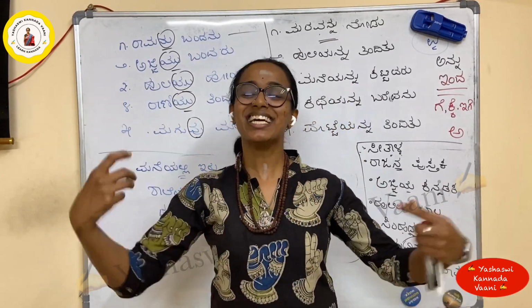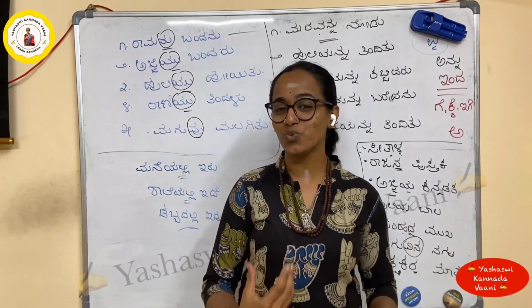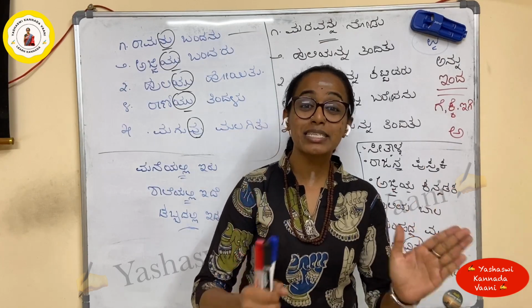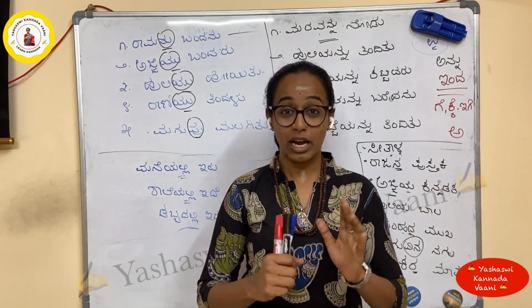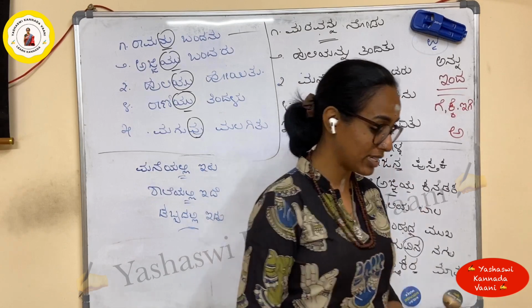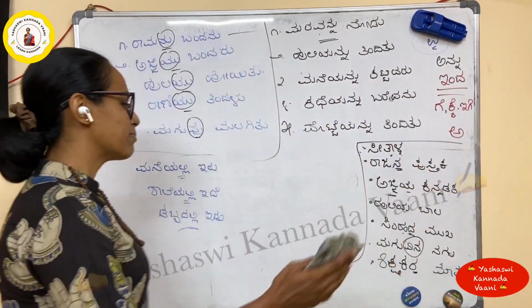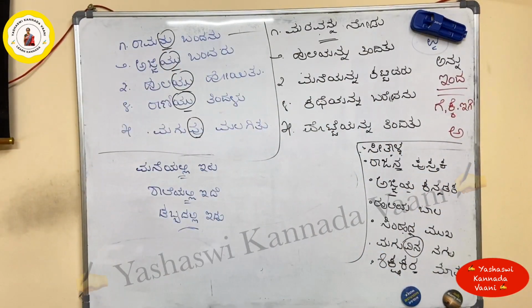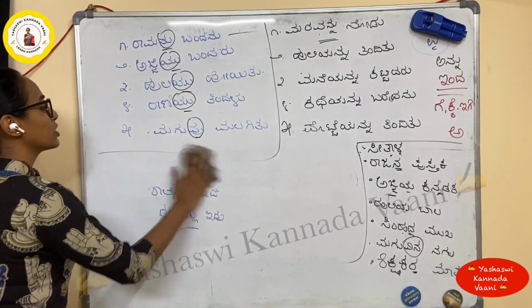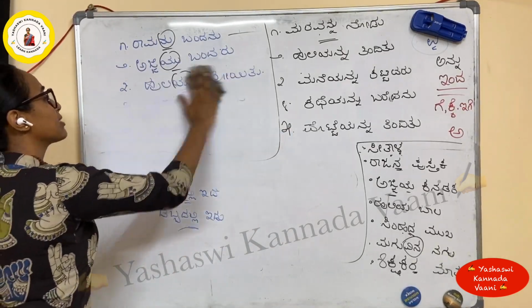So these extended versions of the communication words basically come in the Sambodhana Vibhakti. I hope you have understood now. You have understood and it's clear for you. Let me do a quick test. I'll erase these parts.